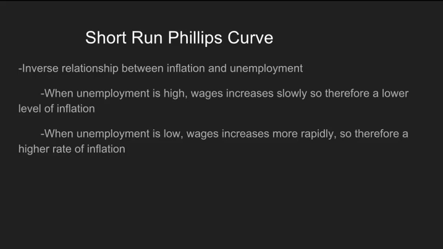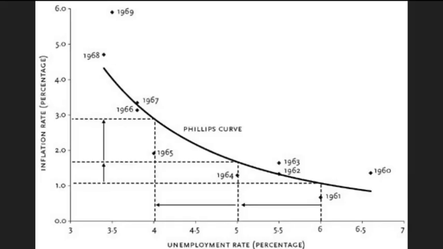And think about it, that makes sense because when the unemployment rates are high, there's fewer workers being employed, so there's less consumption, less spending, so wages increase more slowly, and therefore prices increase more slowly, so there's a lower level of inflation. And now, when the unemployment rates are low, the wages increase more rapidly and therefore have a higher rate of inflation in the economy. And that makes sense again, because when the unemployment rate is low, there's more workers being employed, more spending, more consumption, and therefore prices increase more rapidly in the economy.